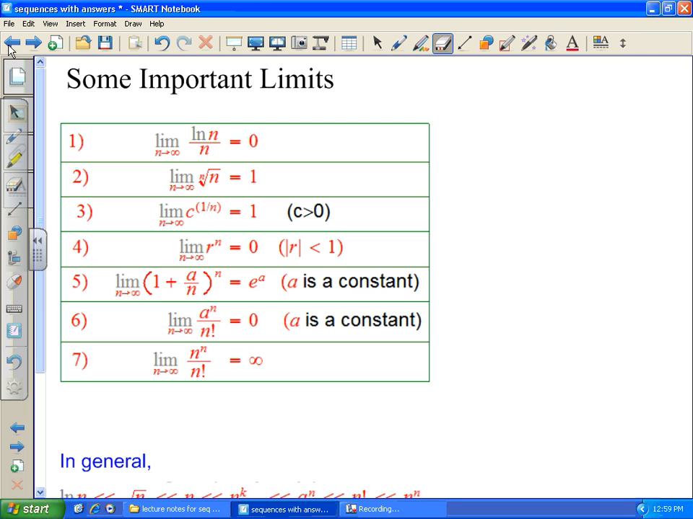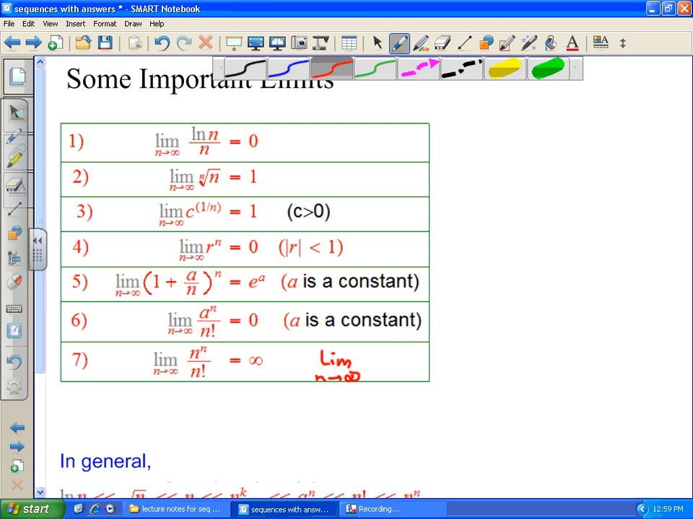I'm going to show this one a little bit differently. I'm going to show the reciprocal of this, which is equivalent: the limit as n goes to infinity of n factorial divided by n to the n is 0. This is what I'm going to show. Same thing, because basically what we're saying is that n to the n grows much faster than n factorial, such that the ratio goes to 0.